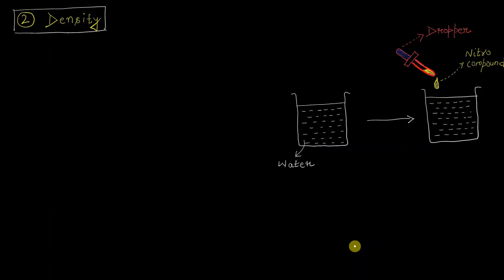And now let us move to the second physical property, which is the density of the nitro compounds. So you can see here a beaker which is full of water, and if I add a drop of some nitro compound with the help of some dropper, it is not going to float over the surface of water like this. Instead, it will go deep down and will settle at the bottom of this beaker, clearly indicating that the nitro compounds are actually having higher densities as compared to that of the water.